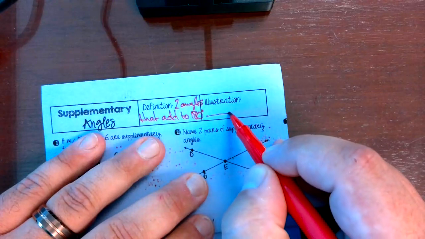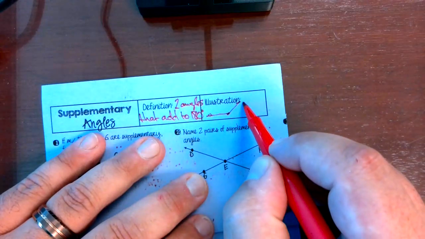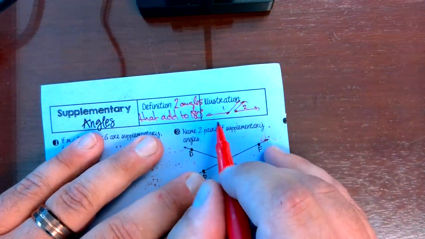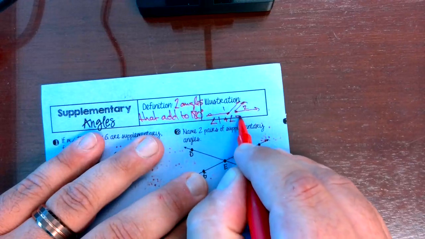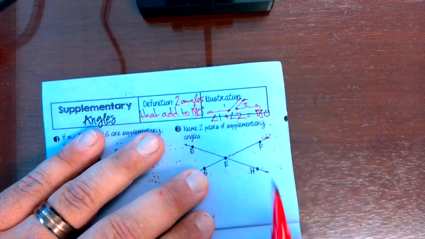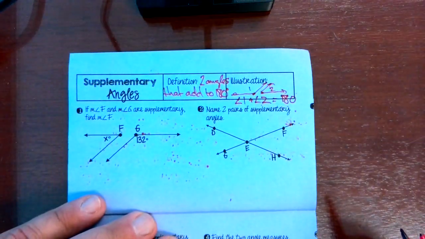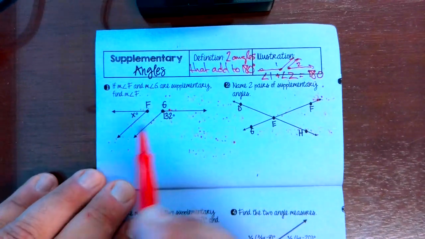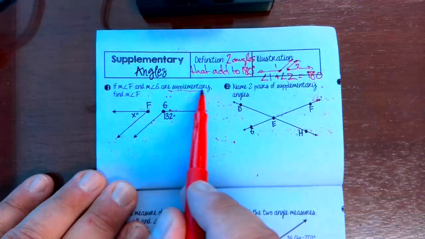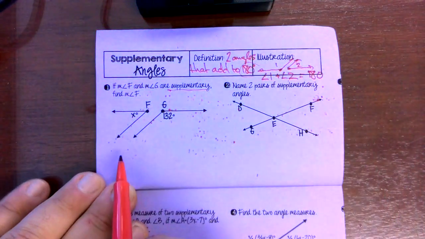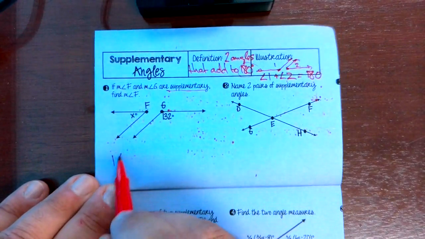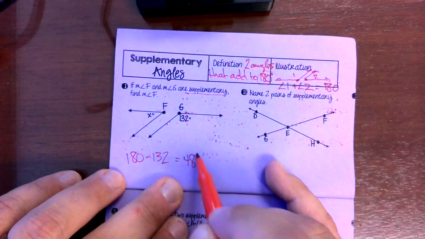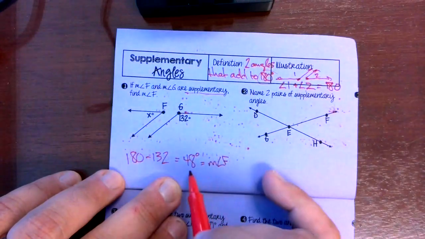And what I'm going to do is just draw a couple of angles right here. They look like this, angle 1 and angle 2, and angle 1 plus angle 2 add up to 180. So that's my illustration, very much like when we talked about complementary. When I get something like this that tells me they're supplementary, that tells me 180. So I'm going to take 180 minus 132, and that gives me 48 degrees, and that's the measure of angle F.